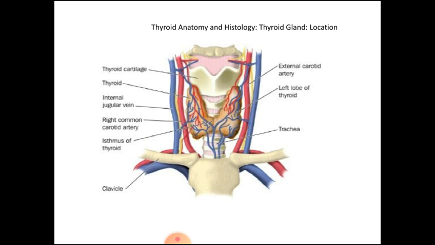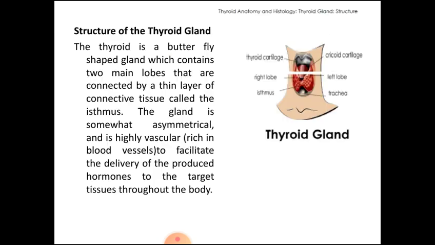In the next slide, thyroid anatomy and histology, thyroid gland location. Here in this picture we have the thyroid gland in a butterfly shape, with the thyroid cartilage, the internal jugular vein here in blue, and the right common carotid artery. There is the isthmus of the thyroid, which is a connective tissue connecting the left and right thyroid lobules. Here we have the external carotid artery to the left lobe of the thyroid, and behind the thyroid gland we have the trachea.